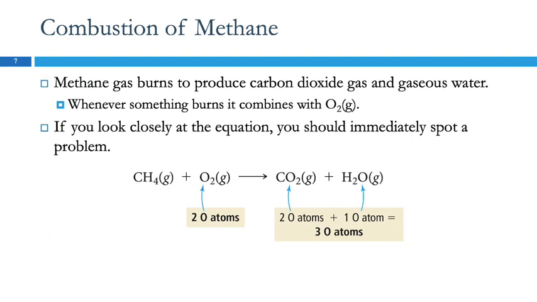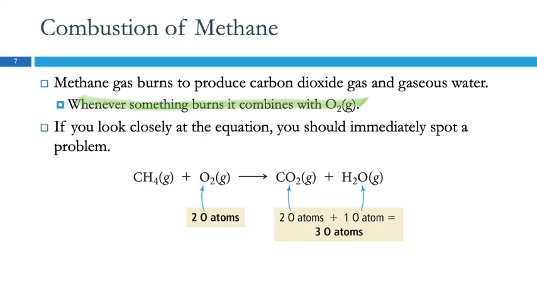So let's talk about burning methane. Methane gas has this formula, CH4, in the gas state, and it's going to react with oxygen gas to produce carbon dioxide gas and water in the gas state. Anytime something is combusting or burning, it combines with oxygen. So you may be asked to write a reaction for something burning, and they may not mention that oxygen is a reactant. You're supposed to know that. In order to burn, something has to have oxygen, right? That's how you put out a flame, is you suffocate it, you keep the oxygen in the air away from it.